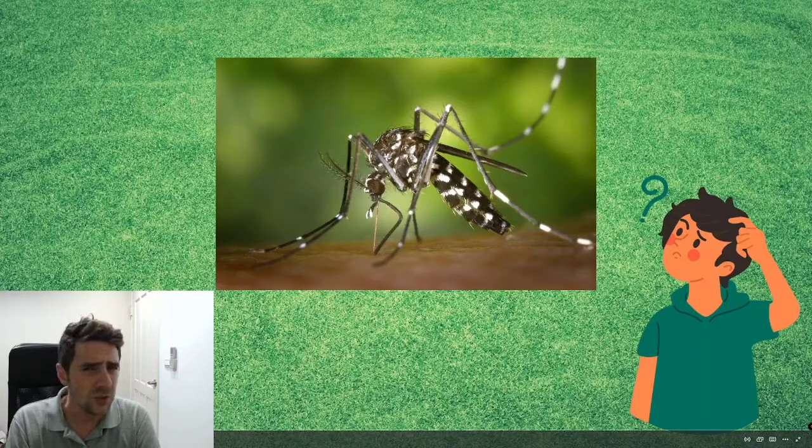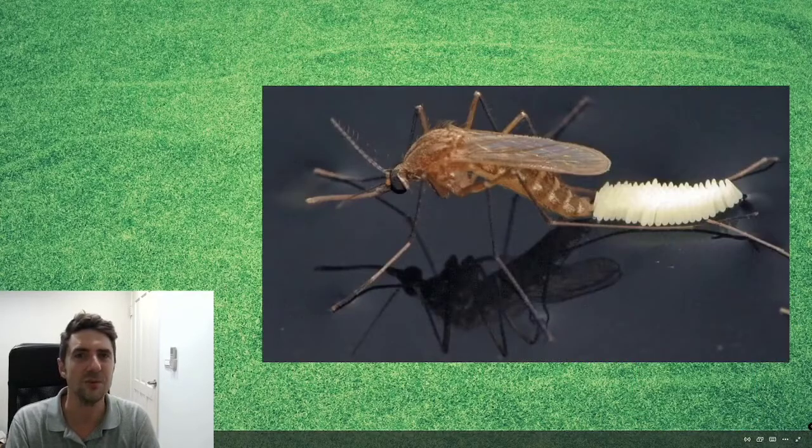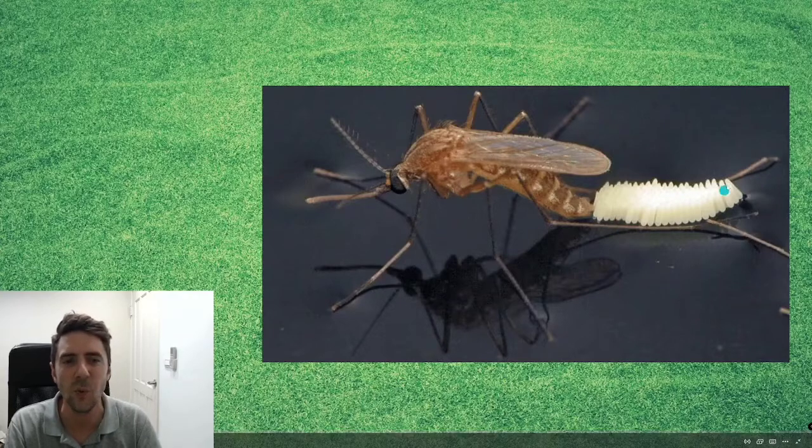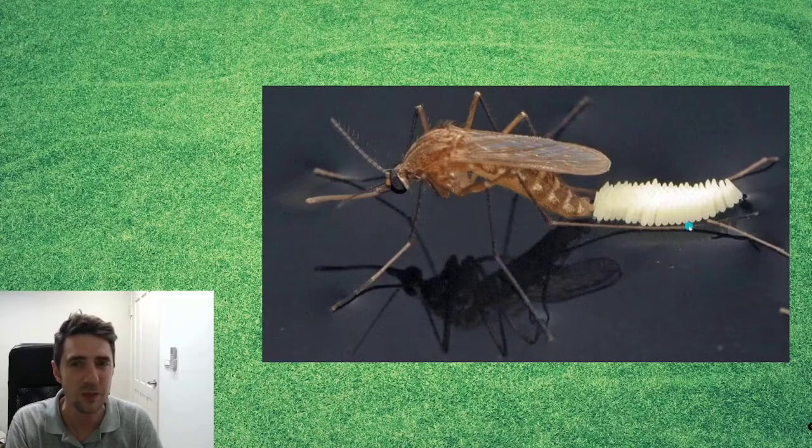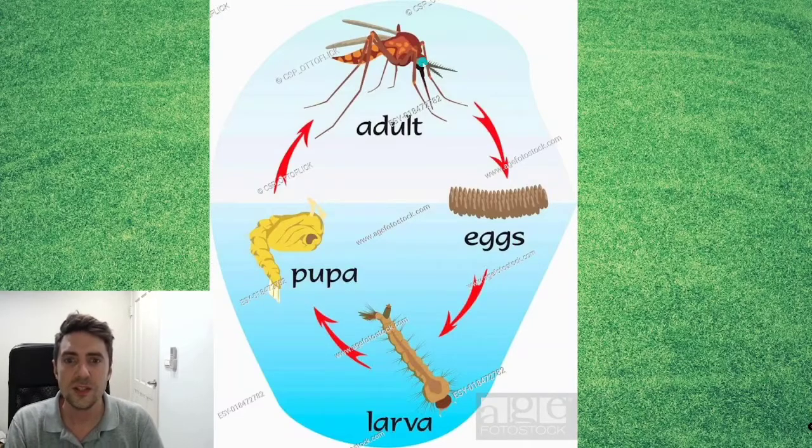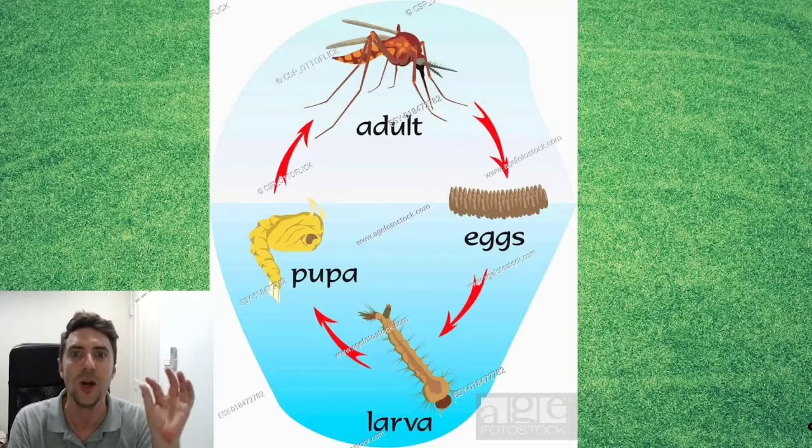So, where do mosquitoes come from? They come from mosquito eggs. These are the little white mosquito eggs where the baby mosquitoes grow. So the mosquito lays the eggs in water. And when the eggs hatch, the little baby mosquito lives in the water. And when it gets bigger, it turns into a mosquito and it flies into the air and it looks for people to bite.